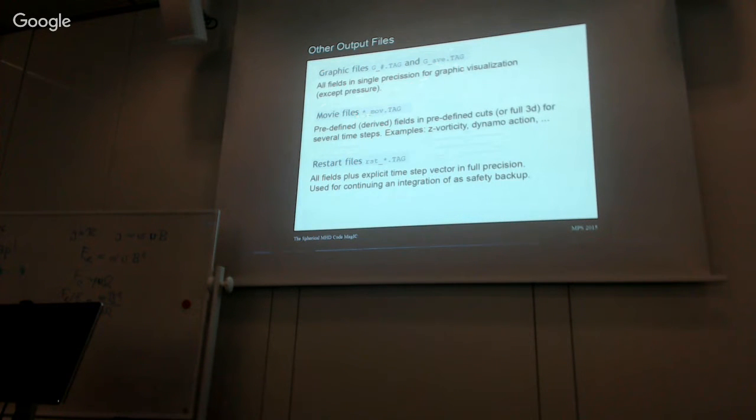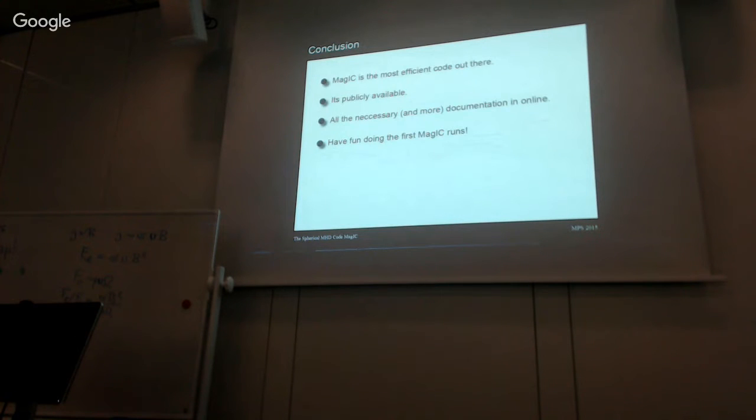In the movie files, that depends on the star, if you want to have the radial magnetic field at the outer boundary. It's called BR_CMB_MOV.tag, and the restart file is always called like that.